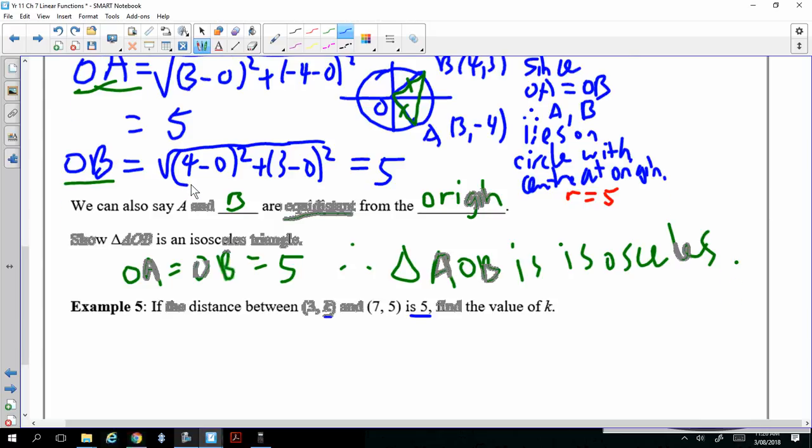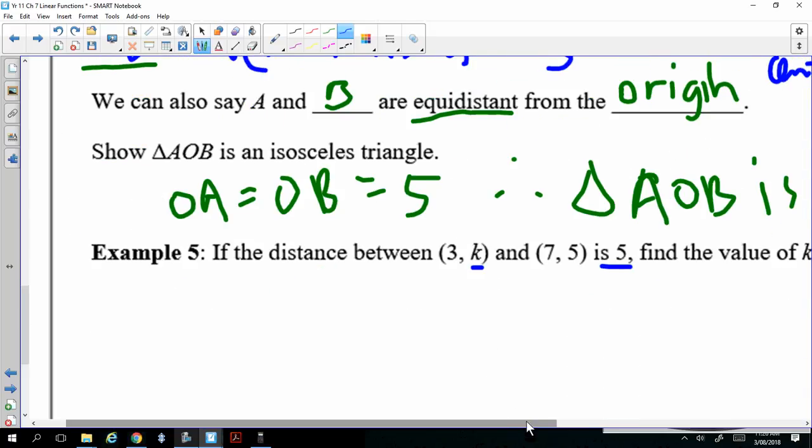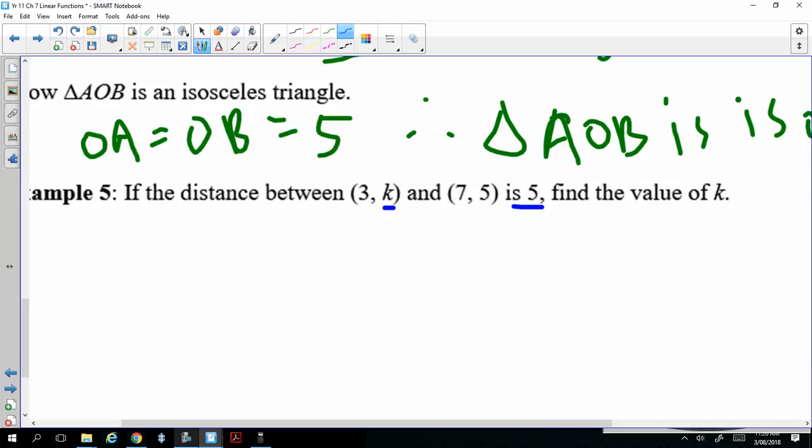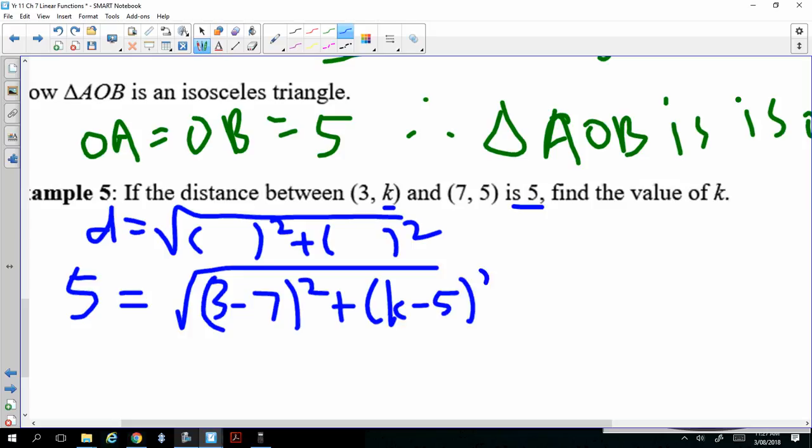So let's look at the next question. If the distance between these 2 points is 5, find the value of k. So what you do is, using the distance formula, something squared plus something squared, you can write 5 equals square root of (3 minus 7) squared plus (k minus 5) squared, right? So this tells you that the distance between these 2 points is 5. You're going to work out k. Now, that's your x2, or you can call this x1, it's interchangeable. x2, y2, x1, y1. Does that make sense? So x2 minus x1 is 3 minus 7, and y2 minus y1 is k minus 5.